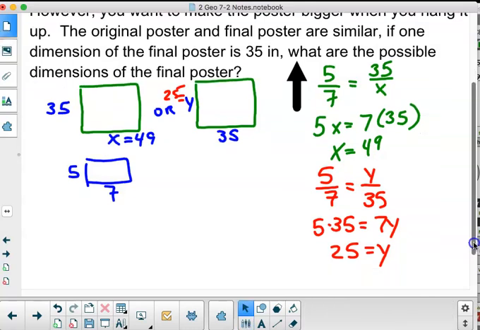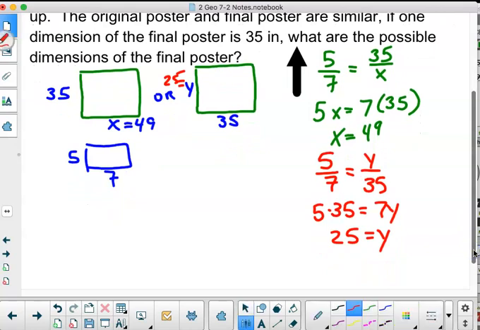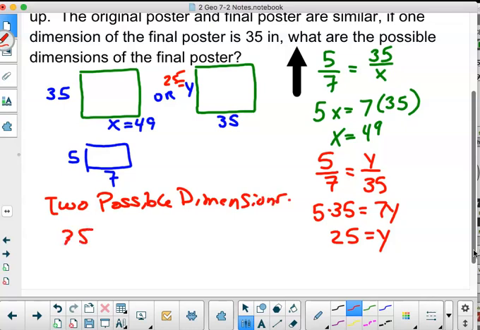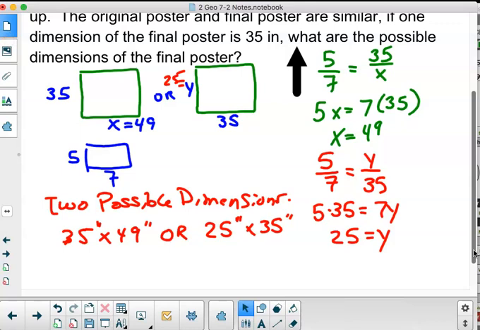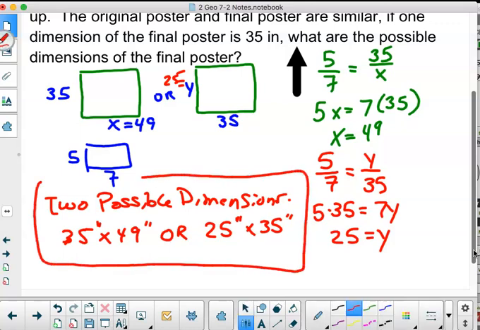Okay, and just to make sure you know, I have two possible dimensions. Either 35 by 49, and this is in inches. And by the way, let's show you the shortcut for inches. Inches is a double hit. Or I have 25 inches by 35 inches. Okay? So those are my two possible ways to do my poster dimensions.